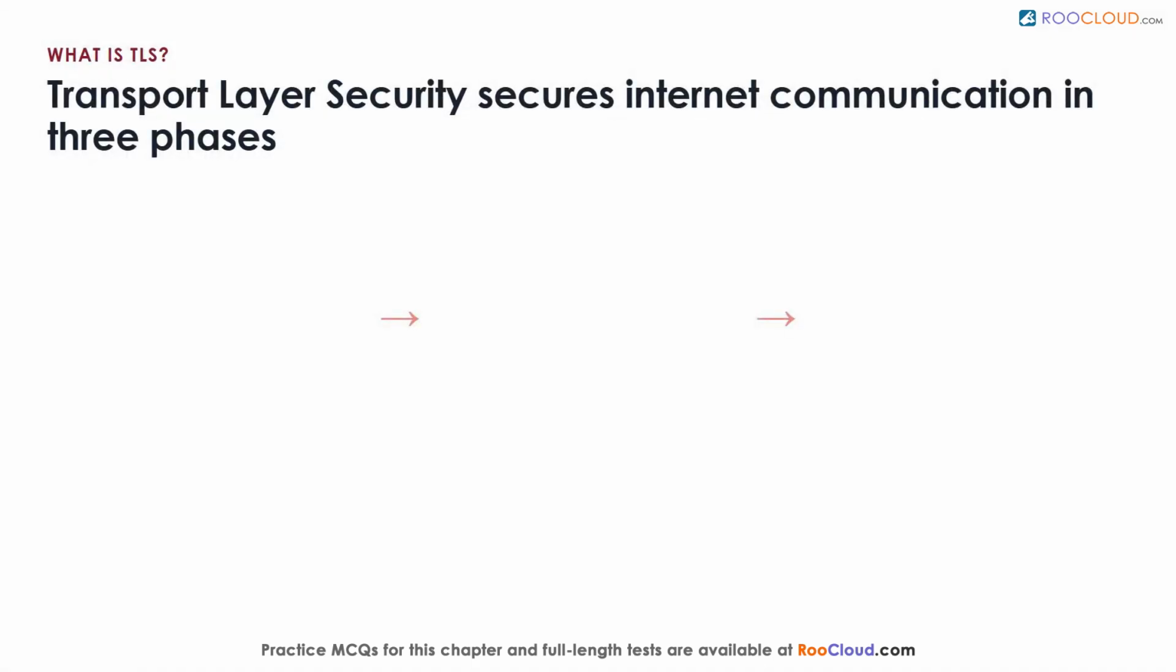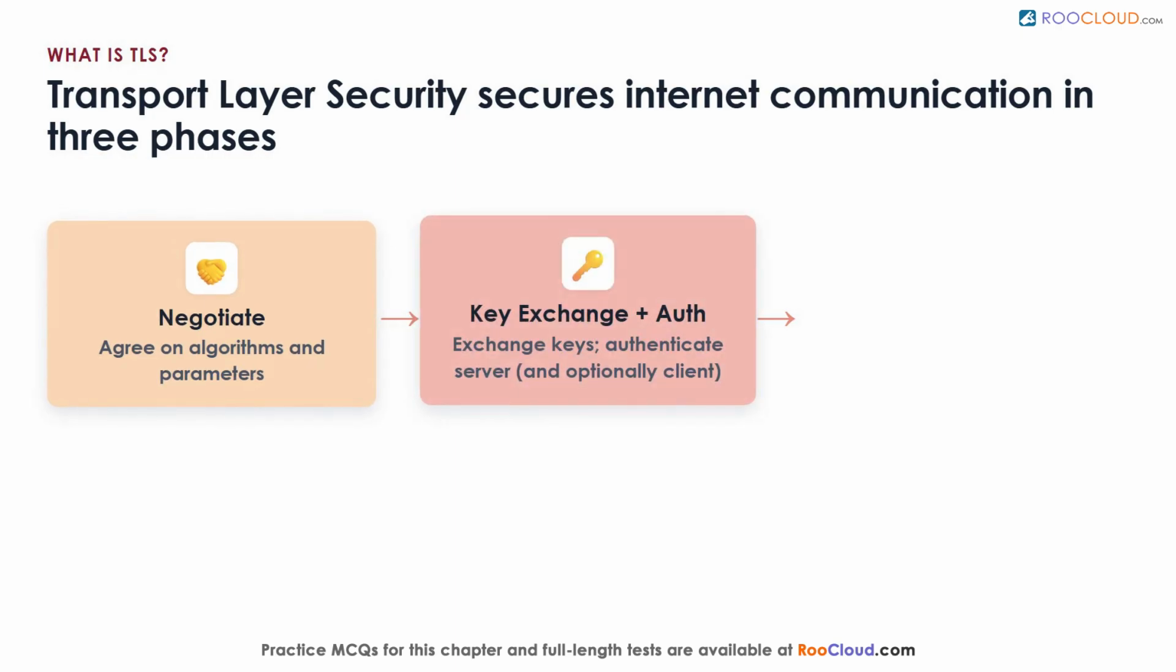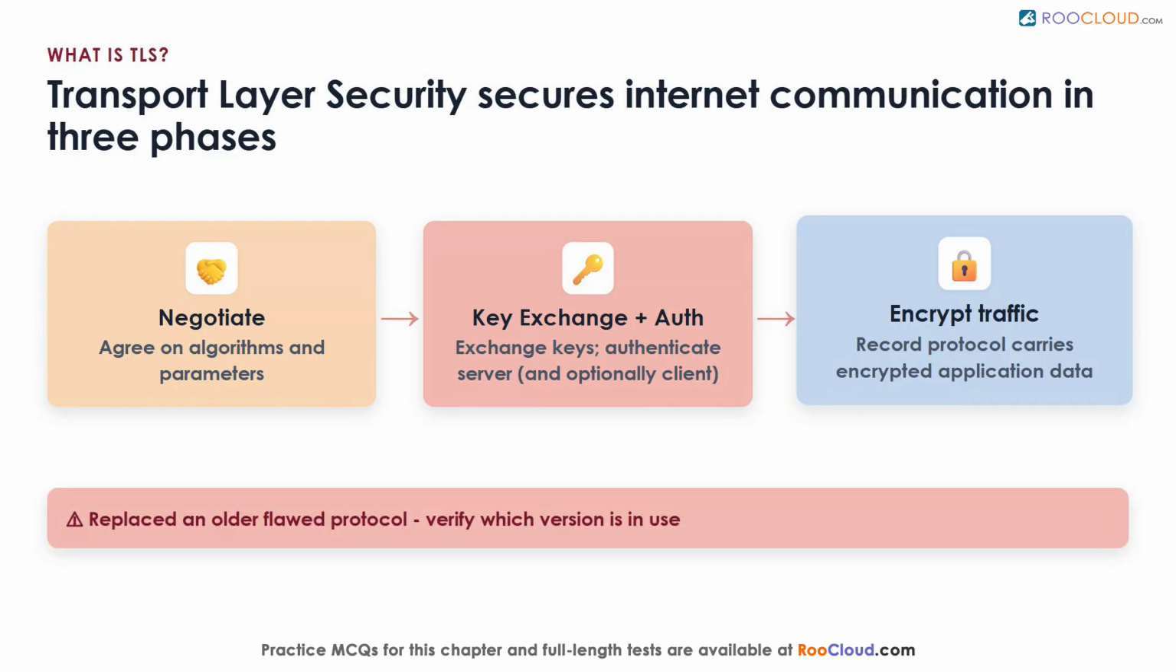What is transport layer security? It's the protocol that secures communication on the internet. It's what turns ordinary web browsing into the secure version. It works in phases. First, the client and server negotiate which algorithms to use. Then they exchange keys and authenticate. Then they encrypt the actual traffic. It uses two protocols, a handshake to set up and a record protocol to carry data. One audit note. It replaced an older protocol that had a serious flaw, so when someone mentions that old name, check whether they really mean it.